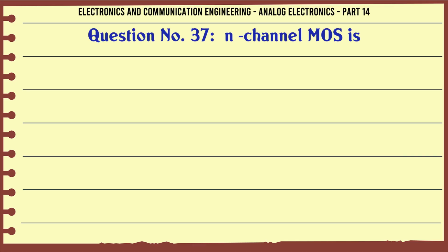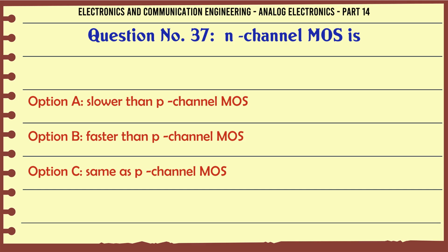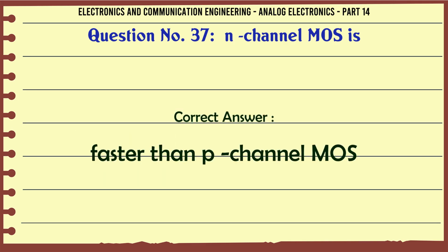N-channel MOS is A. slower than P-channel MOS, B. faster than P-channel MOS, C. same as P-channel MOS, D. none of these. The correct answer is faster than P-channel MOS.